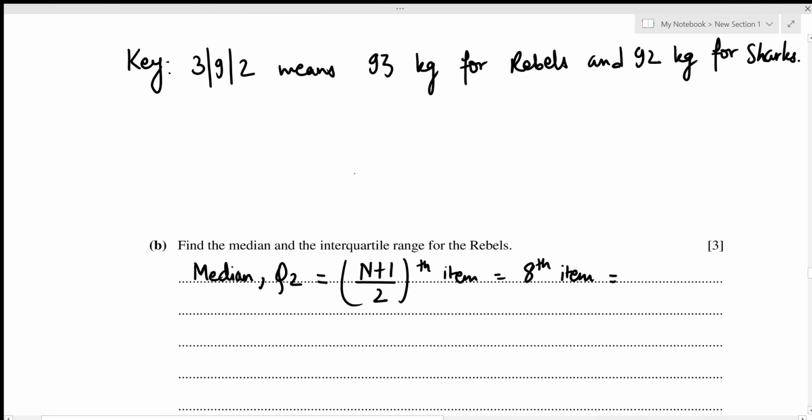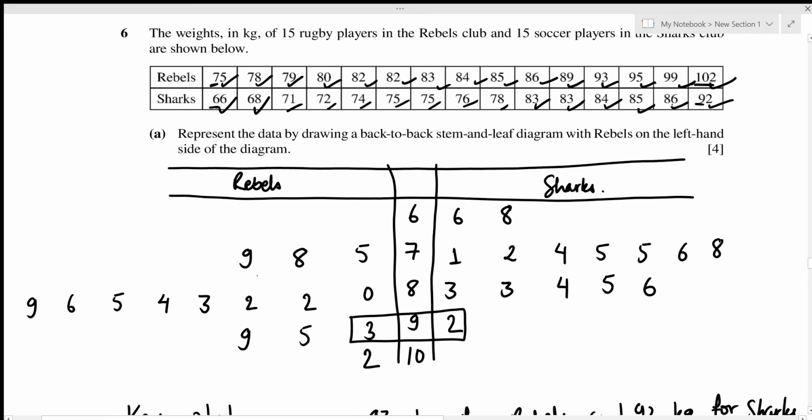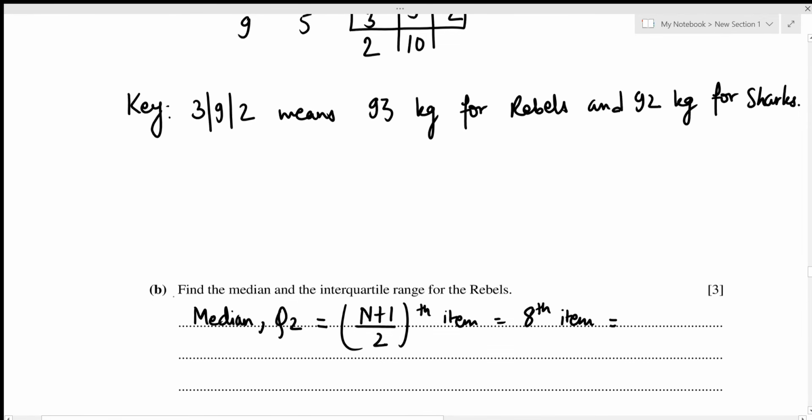So let's look at the 8th item for rebels. That's 1st, 2nd, 3rd, 4th, 5th, 6th, 7th, and 8th. So that's a value of 84. So median is going to be 84 kg.